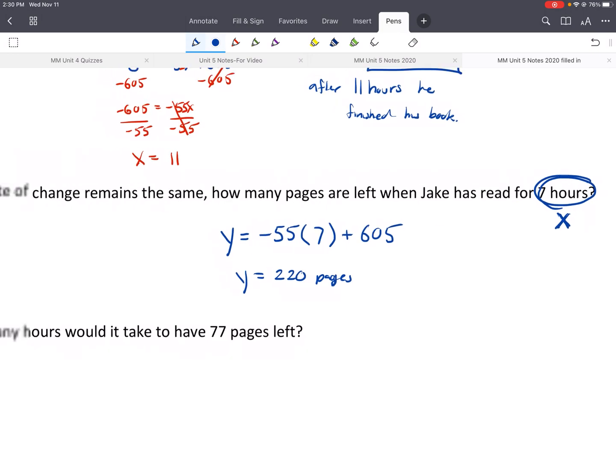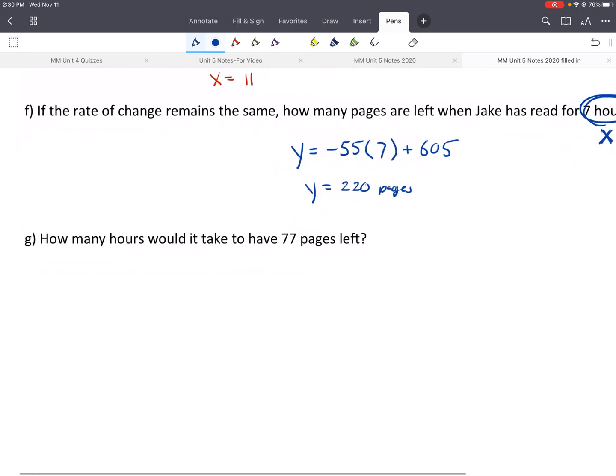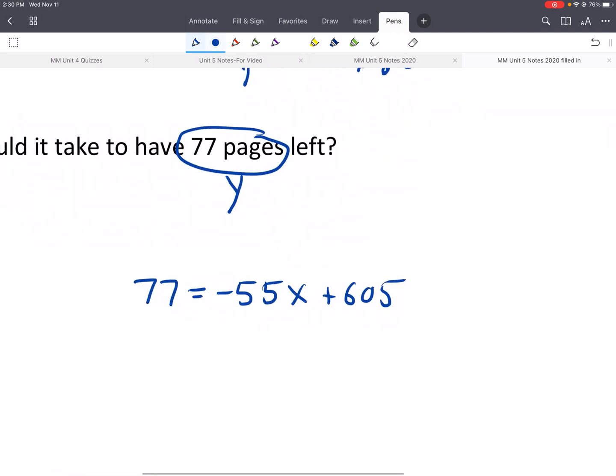Okay, that makes sense, I think. Okay, we can always check that. How many hours would it take to have 77 pages left? So pages is our y. So we'd plug 77 into our equation. And then we would solve.